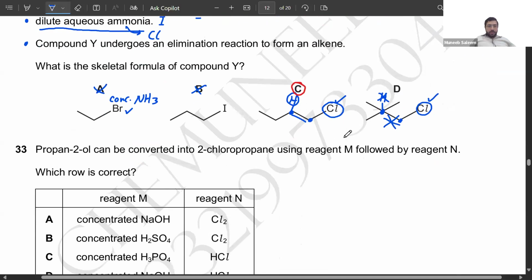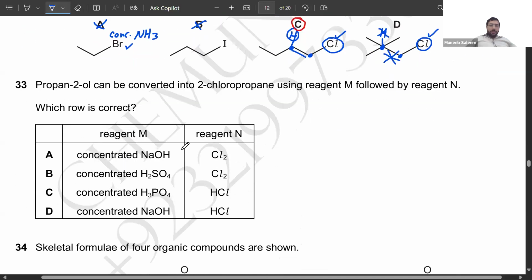Now, question number 33. Propane-2-ol can be converted into 2-chloropropane using reagent M followed by reagent N. Which way is correct? So here we have to decide the proper pathway, a sequence of reactions which can lead to the formation of 2-chloropropane by these two reagents. So first I need to represent these two structures in a simplified form. This is propane-2-ol having OH on the second carbon, and this is 2-chloropropane having chlorine on the central carbon like this.